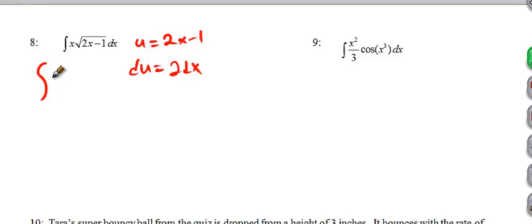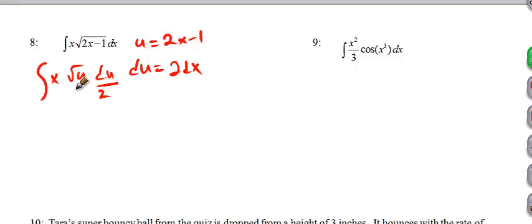Now let's see what we got. X, we got square root of u. And then dx is just du over 2. I didn't cancel out the x like I did in the last problem. So the question is, well, what in the world do I do with that?